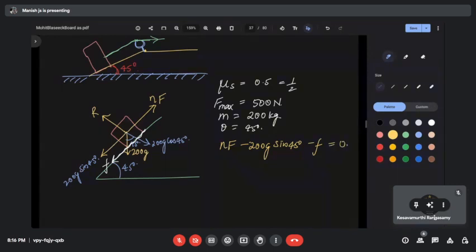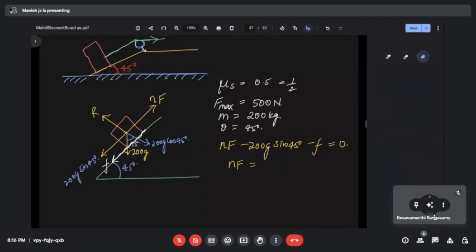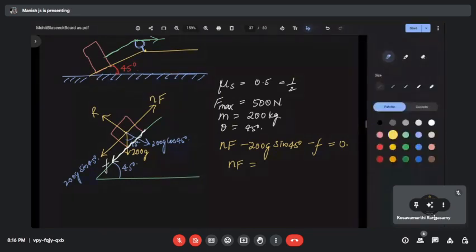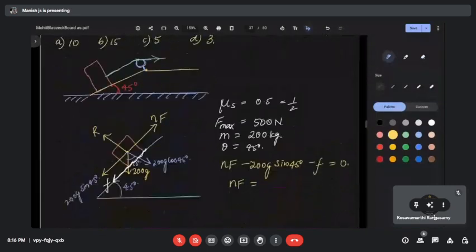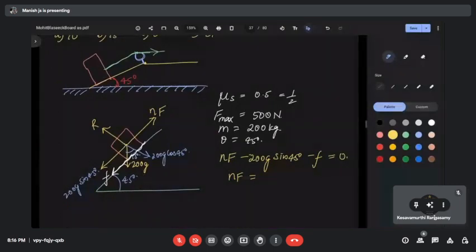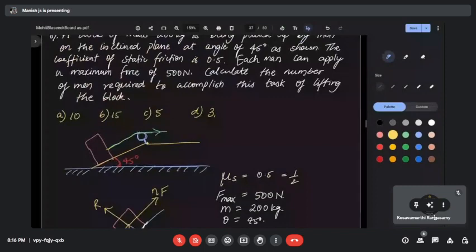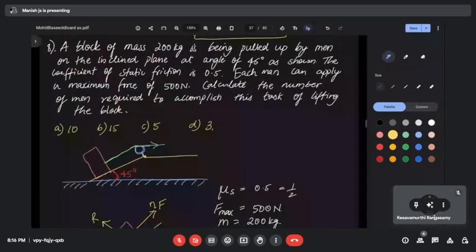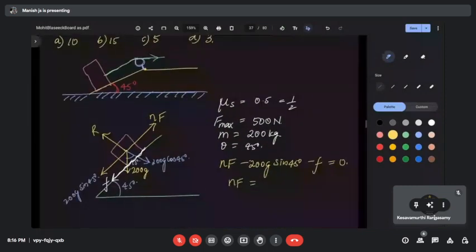So then you can write nF is equal to 200g sin 45. அதை simplify பண்ணிக்கலாம். So 200 into, here they didn't ask us to take g as 10, so take it as 9.8 itself, or even 10 also you can take, I think. So approximate value we will get if you take 10. So say it is 2000 into sin 45. Sin 45 is 1 by root 2.